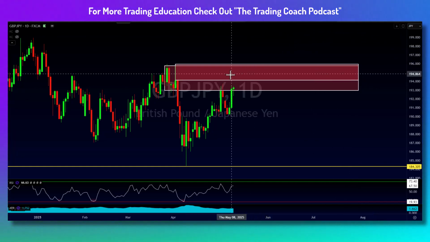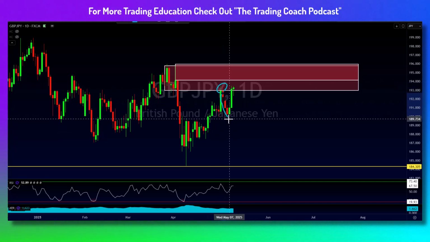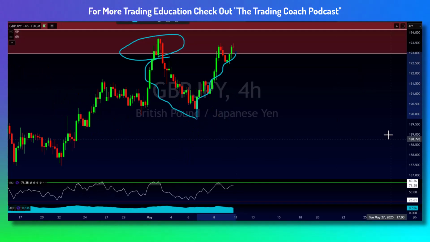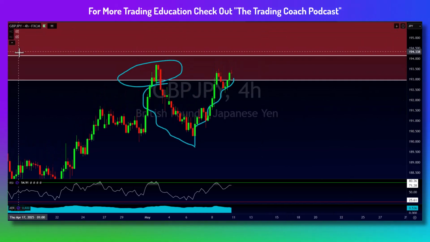And what we've done is we've come to that level right here. We moved off of it, and then we've come up to test it again. And as we go down to lower time frames, like the 4-hour, you're going to see that we actually put in a double top at that area.